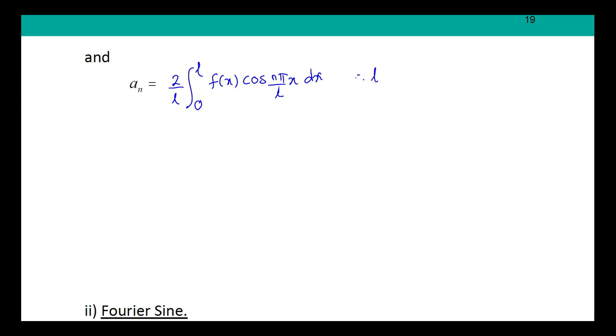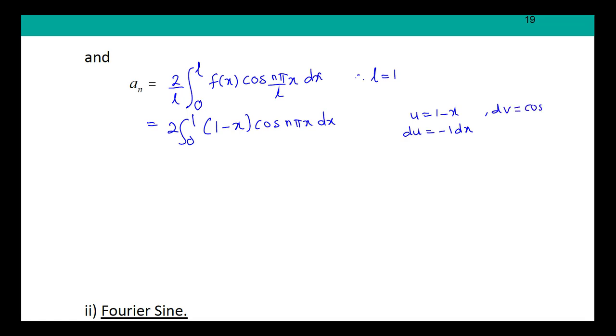So L is equal to 1. So you will get 2, integral from 0 to 1, f(x) is 1 minus x, and then cos n pi x dx. So let u equal to 1 minus x, and then du is equal to negative 1 dx. Let dv equal to cos n pi x. So v is equal to sin n pi x divided by n pi.